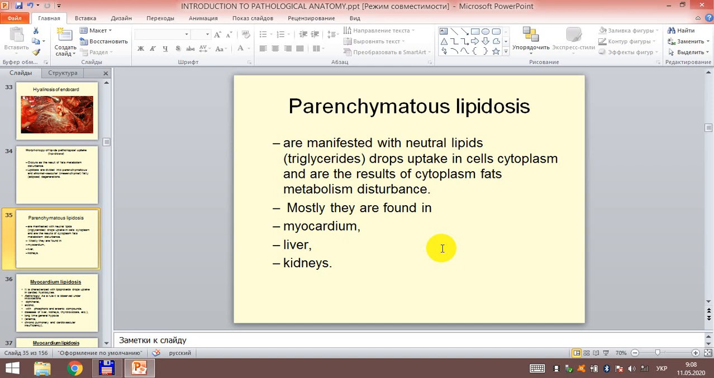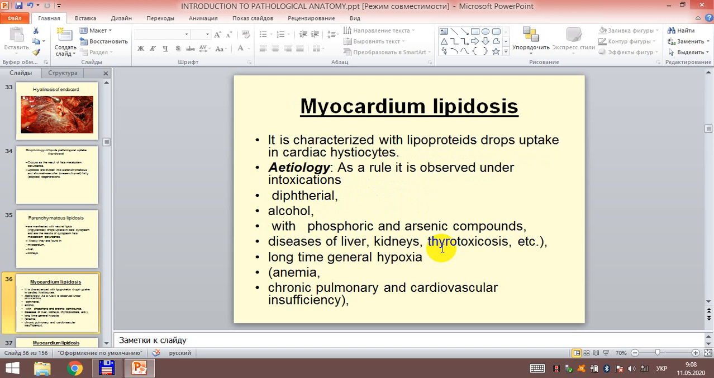Mostly they are found in the myocardium, liver, and kidneys. Myocardial lipidosis is characterized by lipoprotein drop uptake in cardiac myocytes. Etiology: as a rule, it is observed in intoxications, for example diphtheria, alcohol, phosphoric and arsenic compounds, disease of the liver and kidneys, thyrotoxicosis, etc. Also long-lasting general hypoxia, anemia, and chronic pulmonary and cardiovascular insufficiency.